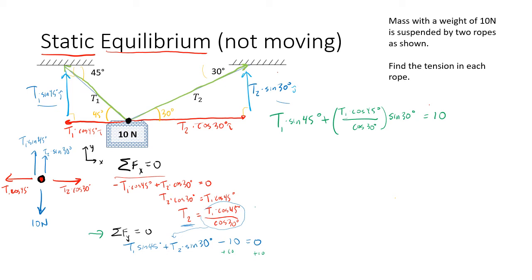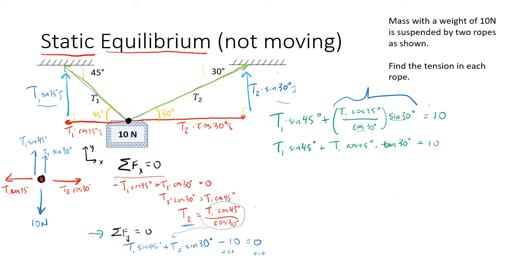In this statement right here, I have the sine of 30 degrees divided by the cosine of 30 degrees. Sine divided by cosine, that's tangent. So that's the tangent of 30 degrees. This is simplifying; you don't need to do this. But what that gives you is T1 times the sine of 45 degrees plus T1 times the cosine of 45 degrees times the tangent of 30 degrees. That equals 10.